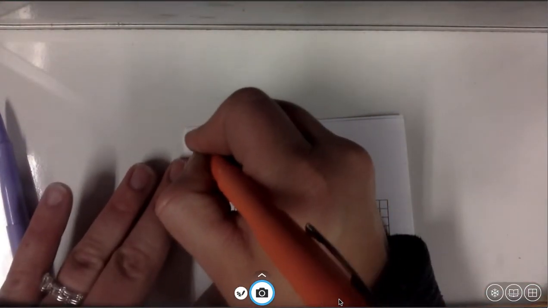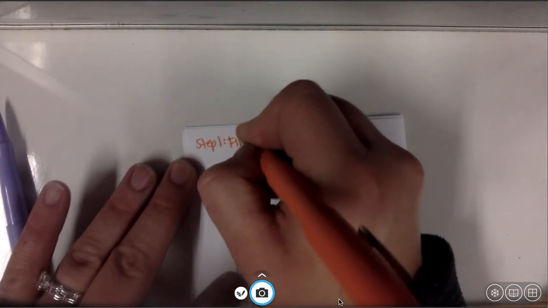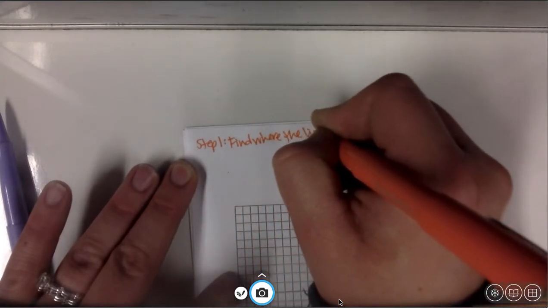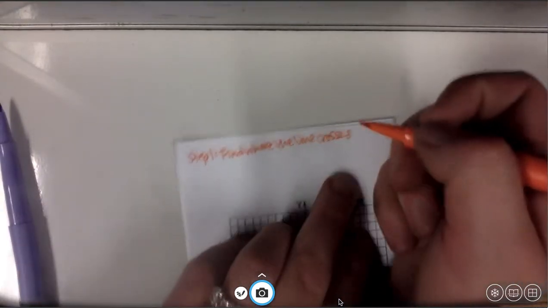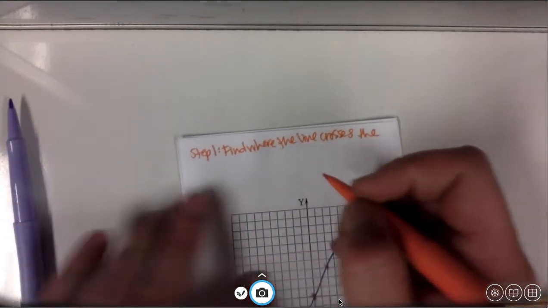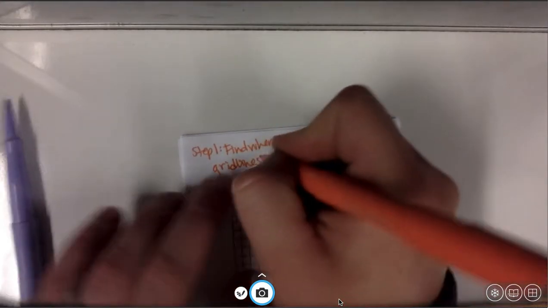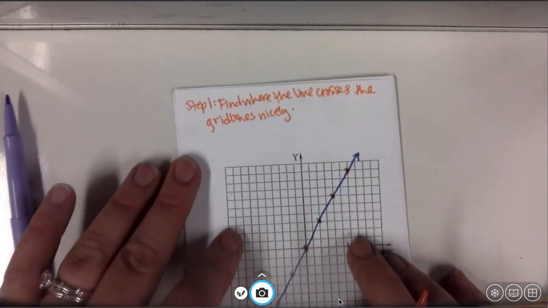So I'm going to write step 1: find where the line crosses the grid lines nicely. Those are places we are going to focus on.